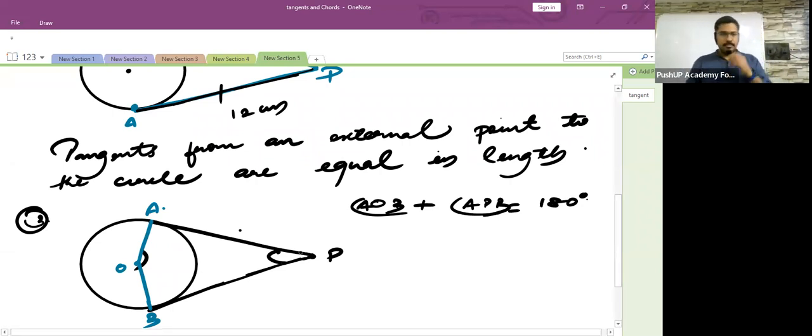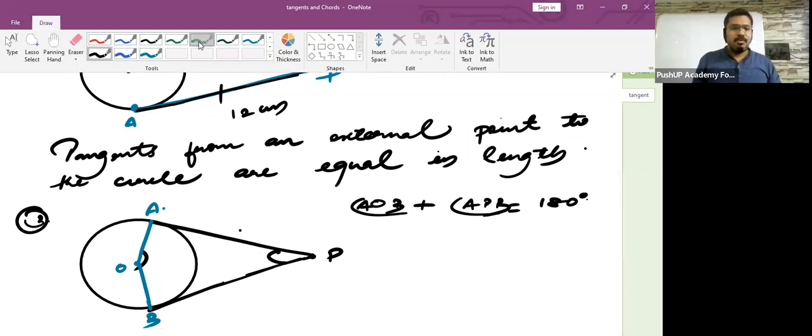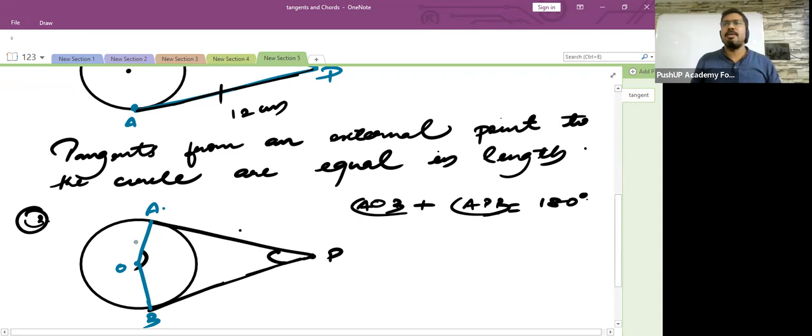Now, children, if I ask you, how much would be angle OAP? 90 degrees. Angle OAP is the angle between the radius and the tangent, so that has to be 90 degrees. Second question, how much would be angle OBP? OBP is also 90 degrees because it is the angle formed between the radius and the tangent.